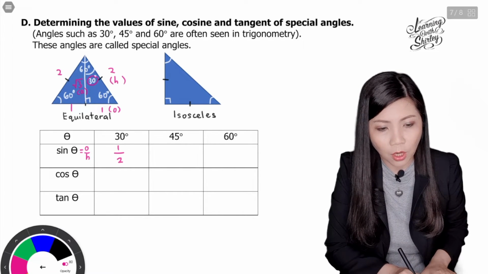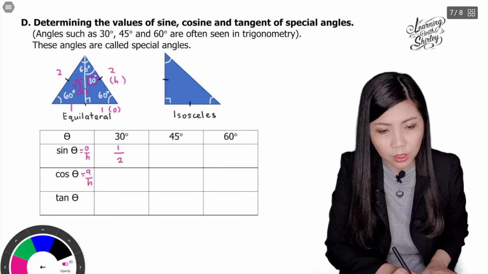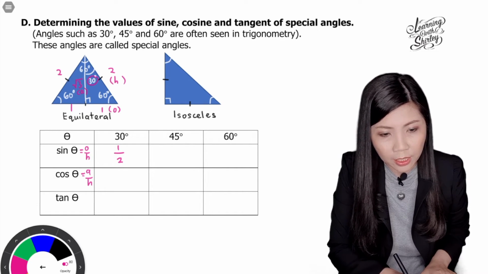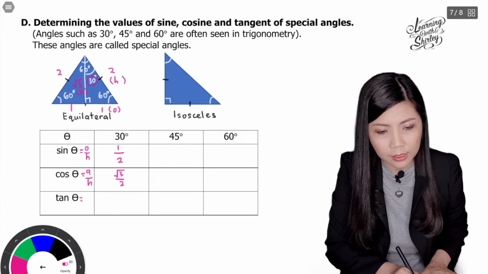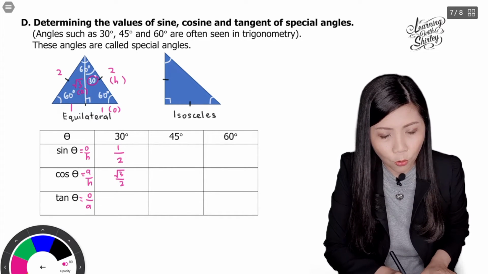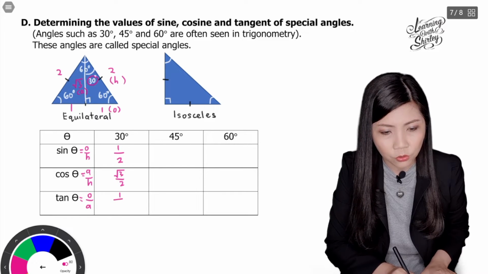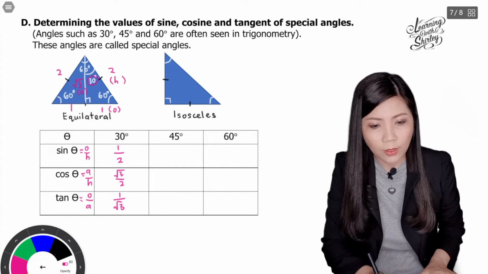Okay, so cos is CAH, A over H. So A is square root 3, H is 2. So it's square root 3 over 2. And then tangent is TOA, O over A, which is 1 over square root 3. Okay, now let's do for 60.